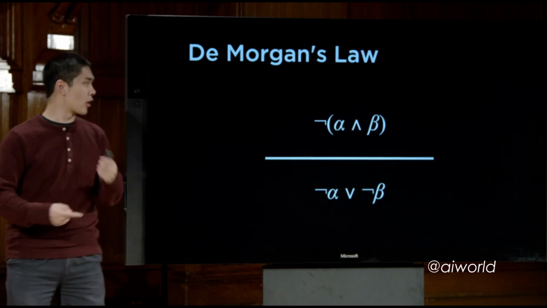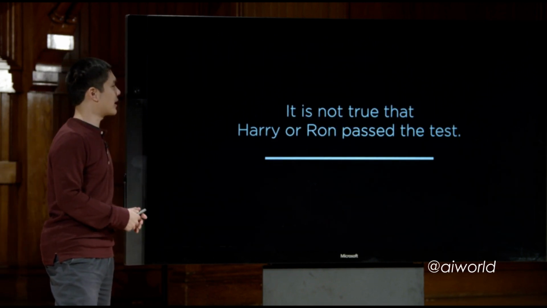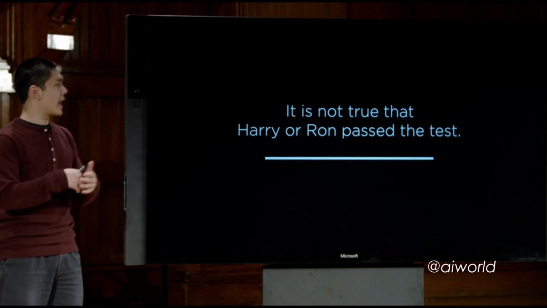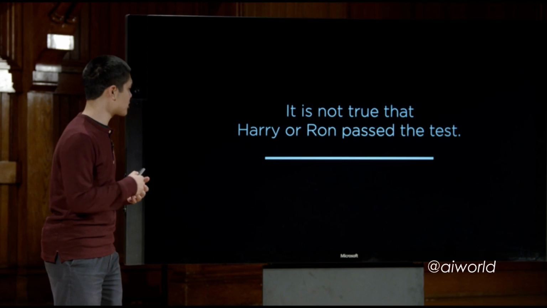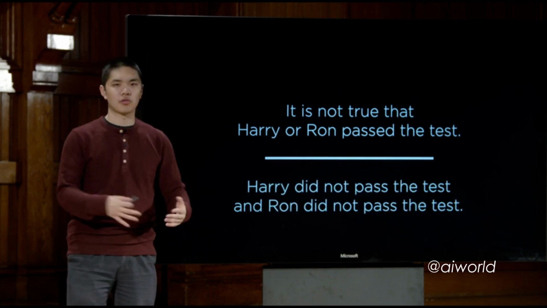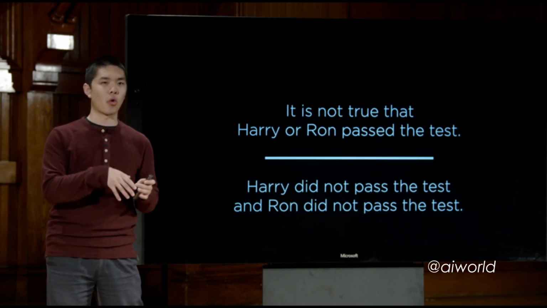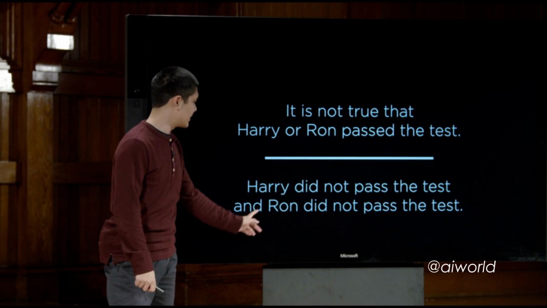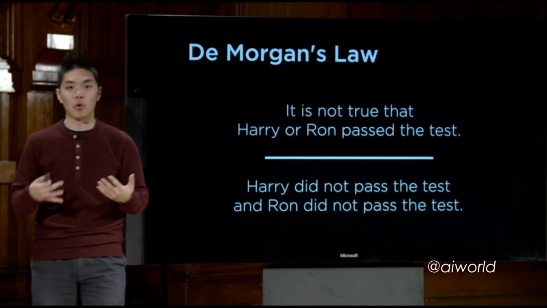And there's actually a reverse of De Morgan's law that goes in the other direction for something like this. If I say, it is not true that Harry or Ron passed the test, meaning neither of them passed the test, then the conclusion I can draw is that Harry did not pass the test and Ron did not pass the test. So in this case, instead of turning an and into an or, we're turning an or into an and. But the idea is the same. And this, again, is another example of De Morgan's laws.